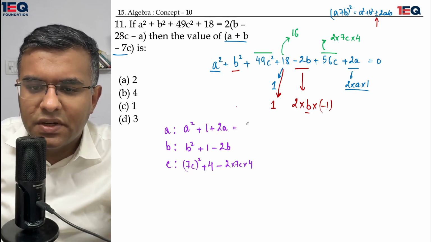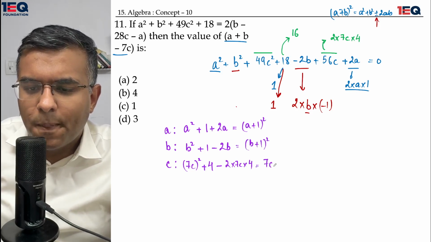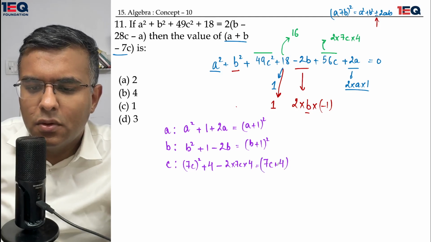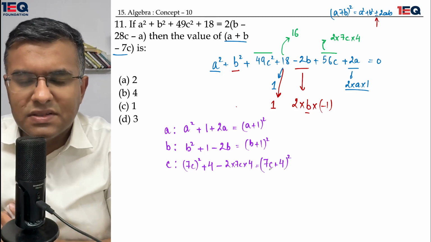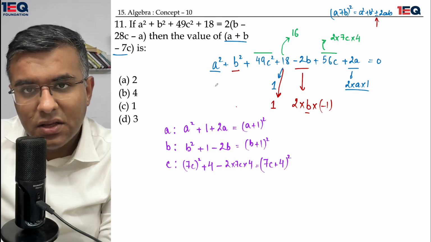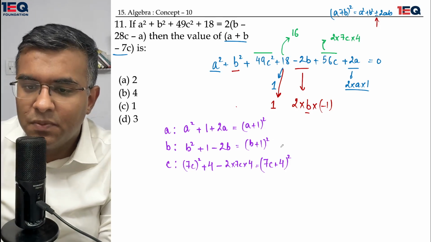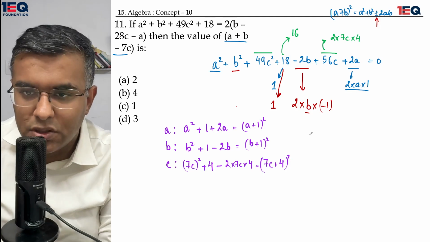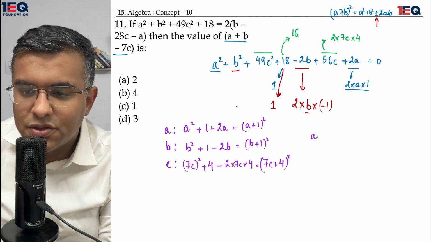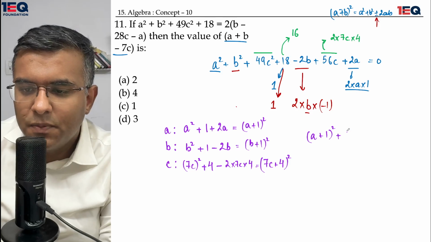The output that I get out of it is (A plus 1) whole square, (B plus 1) whole square, (7C plus 4) whole square. This is the output that I get. Now, what is the relationship between these three condensed forms of the equation which were present in a bigger equation? The relationship was of simple addition. So the final answer comes out to be (A plus 1) whole square plus B.